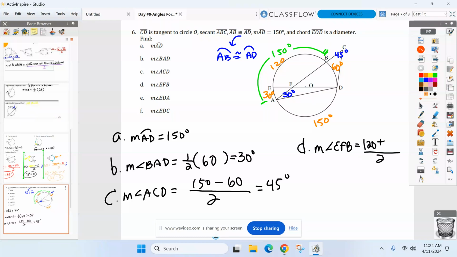Now look at the vertical angle to EFB. What arc is connected to the vertical angle? Wait, what's the question? EFB. Got that angle for me? Vertical angle. What arc is connected to the vertical angle? Oh, AD. Yep, 150. We got it. That's a big one, huh? 135. Label it.